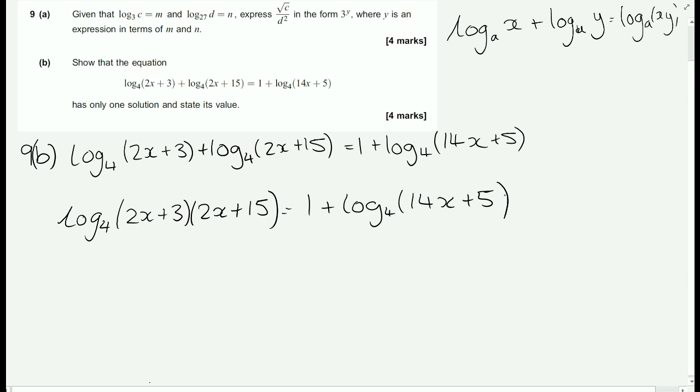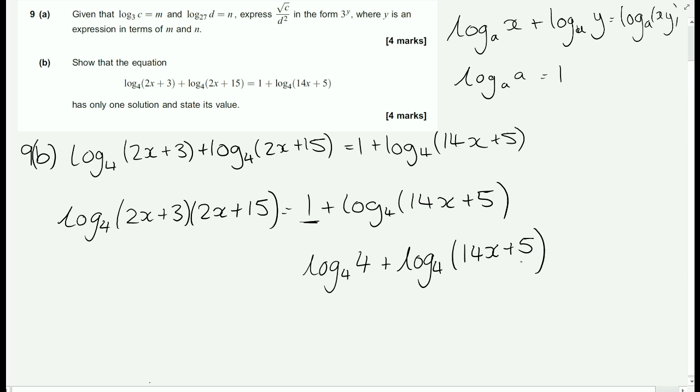Okay. Now, the second rule that I'm going to be using is possibly what you would have called the fourth law, where we can say that log to the base a of a equals 1. So in this case, I'm going to rewrite my 1 as log to the base 4 of 4. And what that allows me to do is to write the right-hand side of this equation as a single logarithm as well. Because once we have a single logarithm on the left and a single logarithm on the right, we can effectively ignore the logarithms.